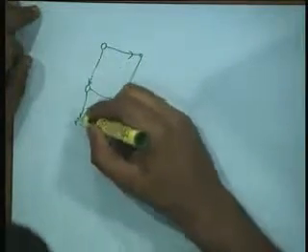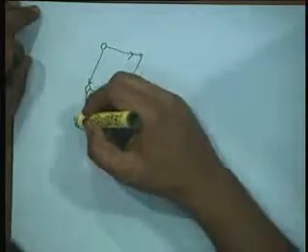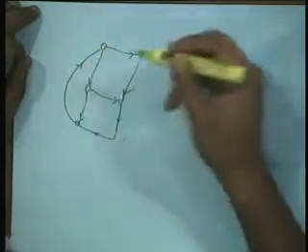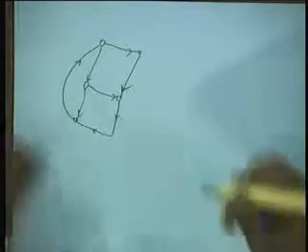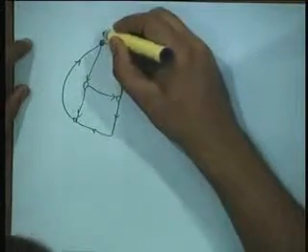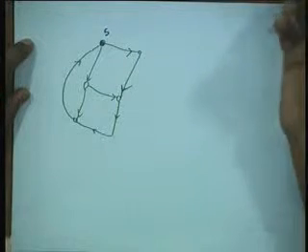Let me make sure this has something interesting happening. Okay, let's put this edge back here. So suppose this is the directed graph that I start with, and this is my start vertex. The process is going to be exactly the same.